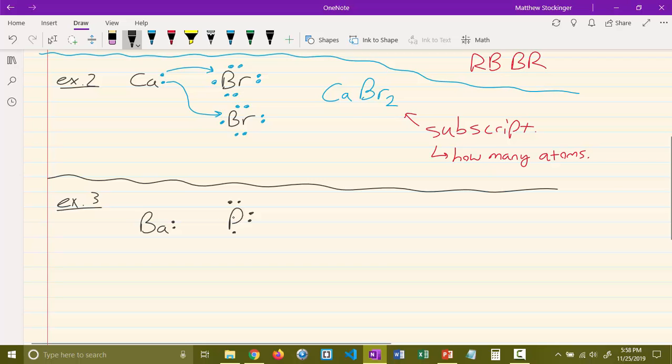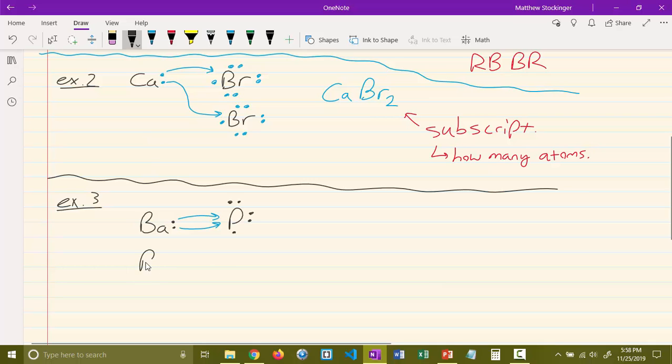Now, phosphorus wants 8, just like everything else with the octet rule. 5 plus 3 more makes 8. So phosphorus wants 3 more. It's like there are 3 holes here waiting for electrons, but barium only has 2 to give. So go ahead and donate those 2 from barium. Now this barium atom is happy, but this phosphorus atom is not happy because it doesn't have its 8 yet.